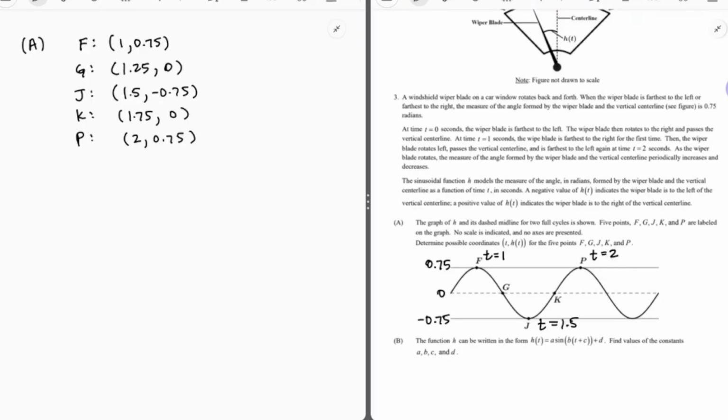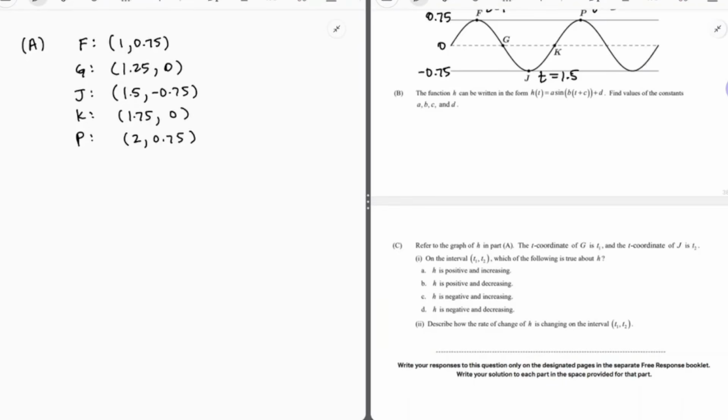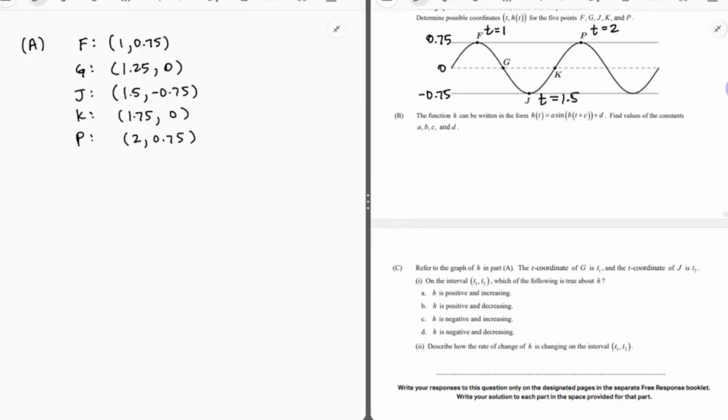Okay, function h can be written in that nice form, a sine of b times t plus c plus d. Now, if we are going to write it like that with a positive value of a, we need to be coming up through the middle. So we need to be looking for that spot for our phase shift, point K. I think that would be the easiest way. So for part B, find the values for A, B, C, and D.